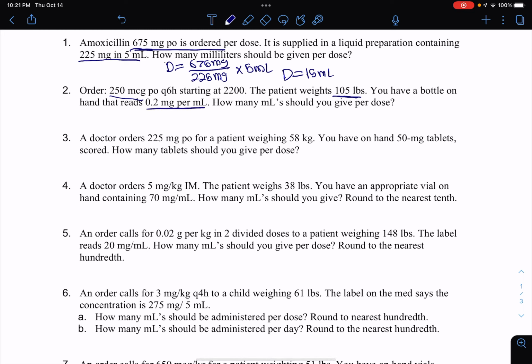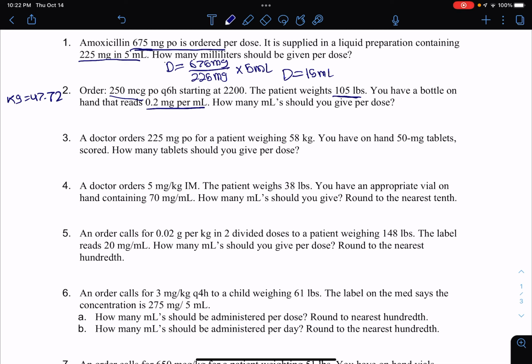So right off the bat, break everything down and do your conversions ahead of time. If we know that 1 pound is 2.2 kilograms, then we can take 105 and divide it by 2.2, which is going to give you 47.72. Never round your kilograms. Always round after you are finishing the problem. You don't want to write 48 because then it's going to screw up the dosage calculation, and it probably won't be right.